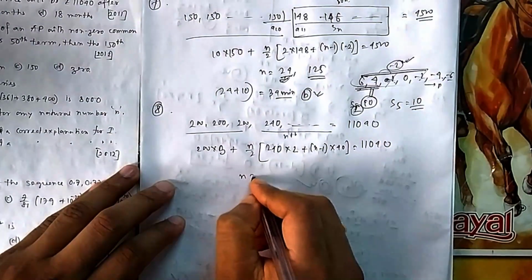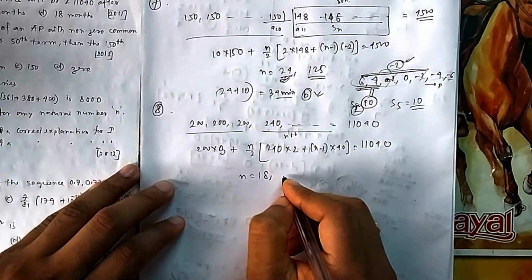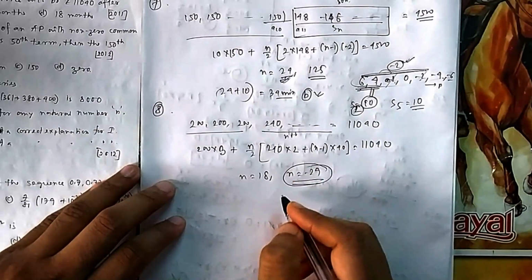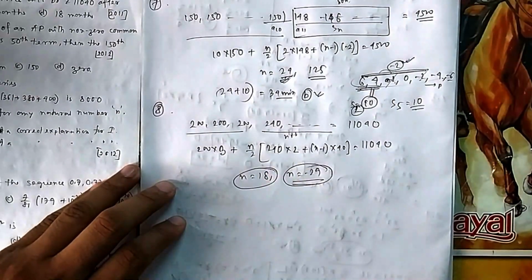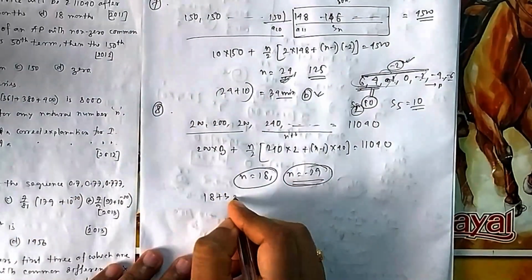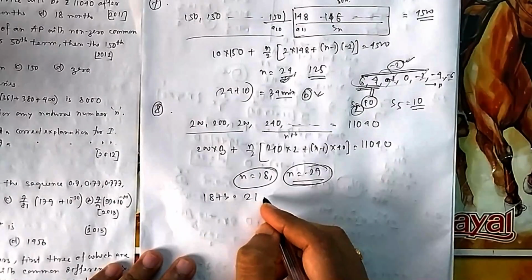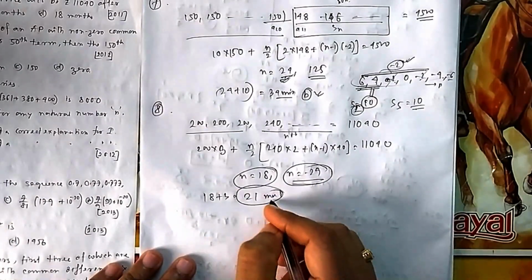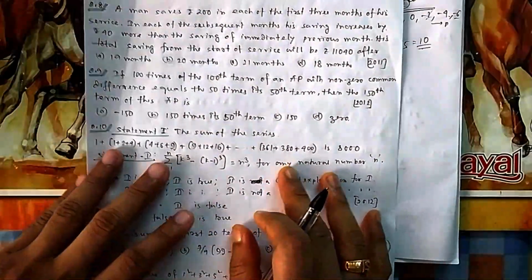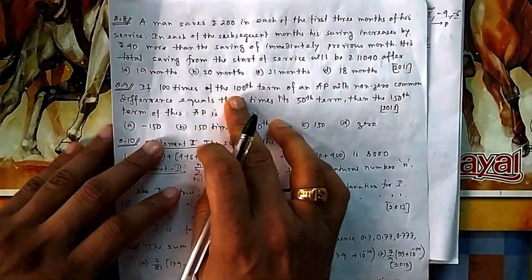You will find n equal to 18 and n equal to minus 29. So obviously minus 29 cannot be, terms cannot be negative. So it is 18, but the answer is not 18, because 18 months here, then plus 3 months initially saved at the rate of 200. So it is 21 months that is the answer. So you have to be careful. That is option C.